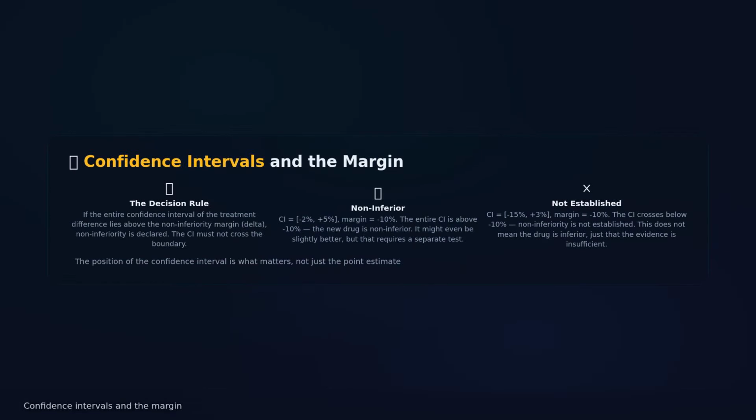Non-inferiority is established by looking at the confidence interval of the difference between treatments. If the entire confidence interval lies above the non-inferiority margin, then non-inferiority is declared. For example, if the confidence interval for the difference is between -2% and +5%, and the margin is -10%, the new drug is non-inferior. But if the confidence interval crosses below -10%, the trial fails to show non-inferiority. The position of the confidence interval is what matters, not just the point estimate.